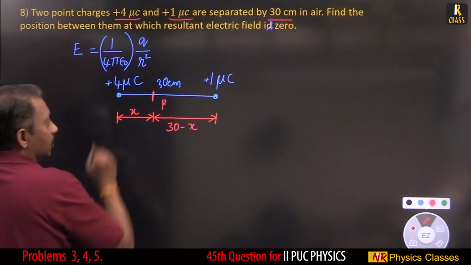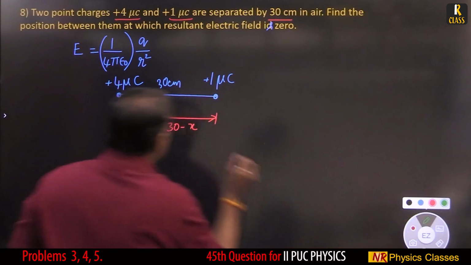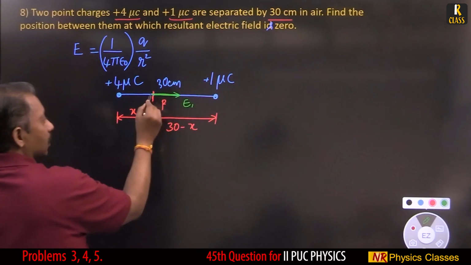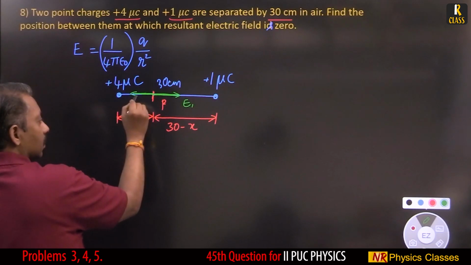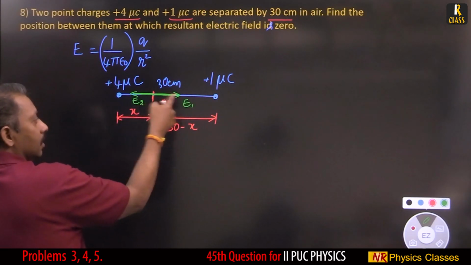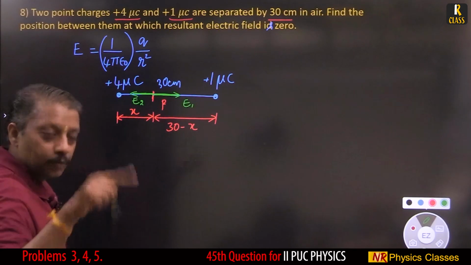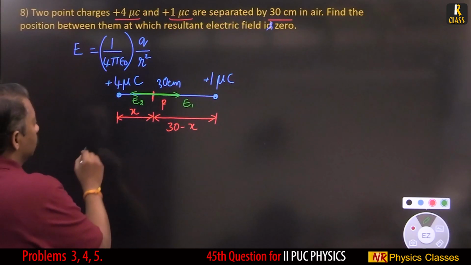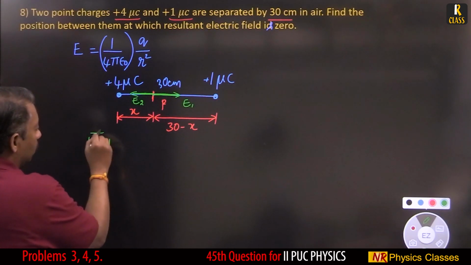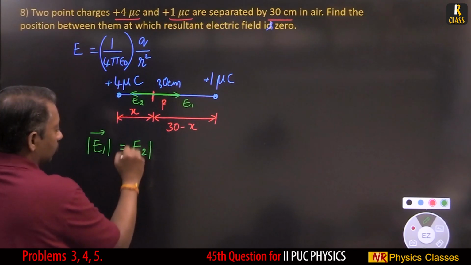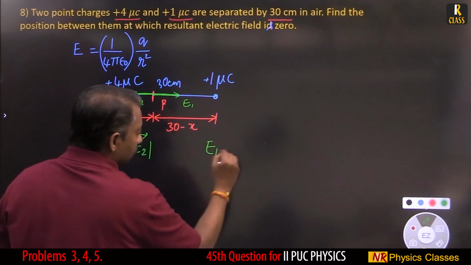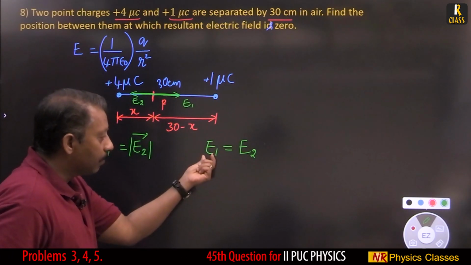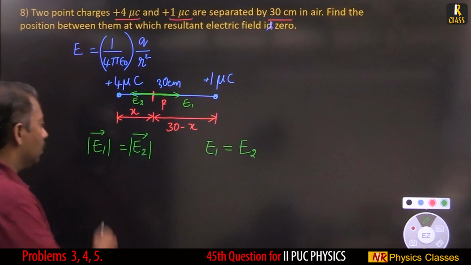Because of the positive charge plus 4, the electric field is away. So this is E1. Because of this charge, if it is away and equal to E2, equal and opposite, then the resultant field is 0. So the magnitude of this should be equal to the magnitude of this. So magnitude of E1 should be equal to magnitude of E2. If somebody writes like this, that is also fine, because without the arrow mark it is a magnitude and this is also a magnitude, or else write like this.